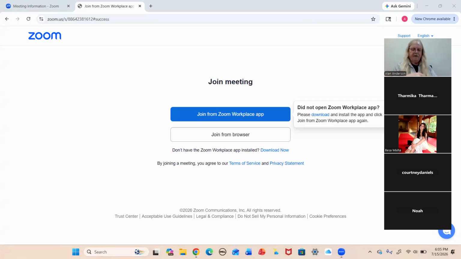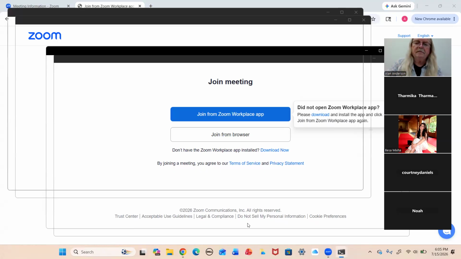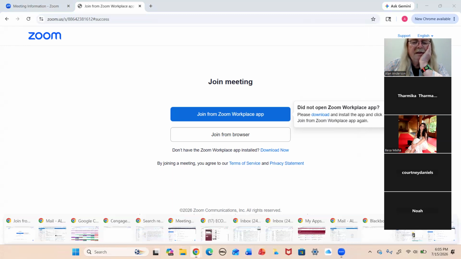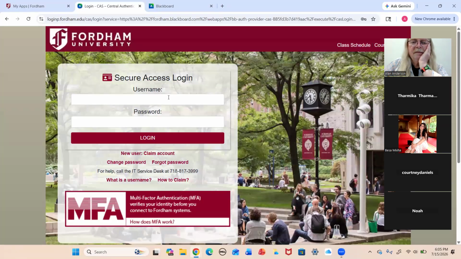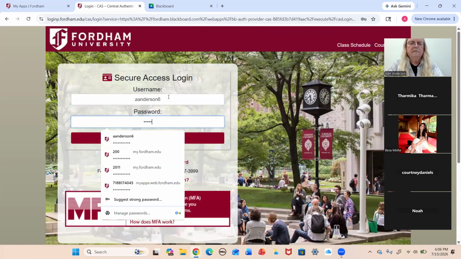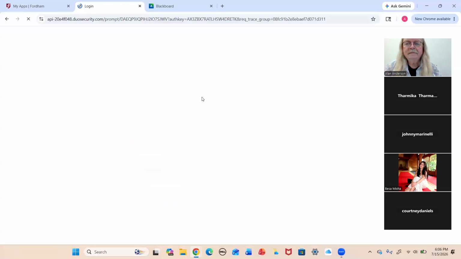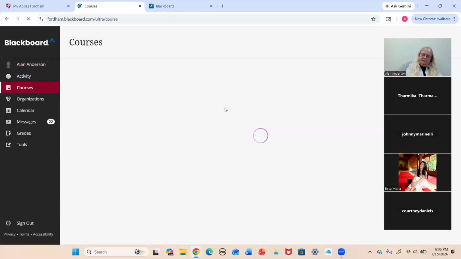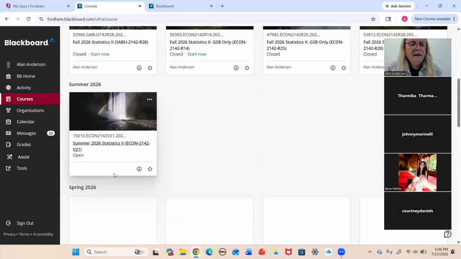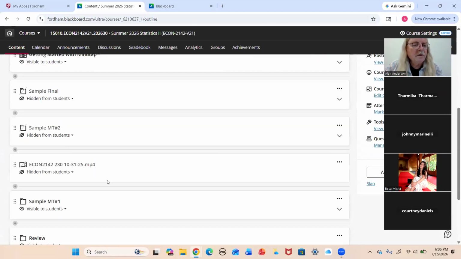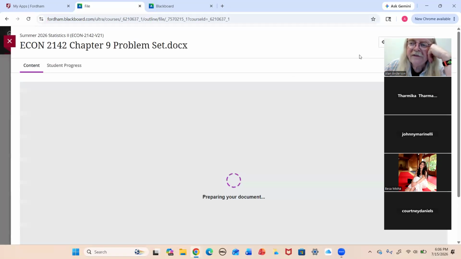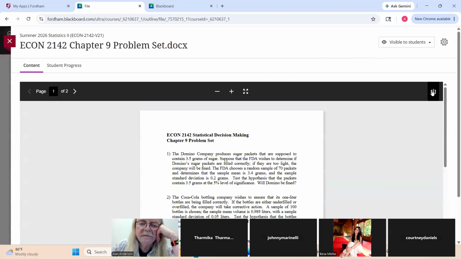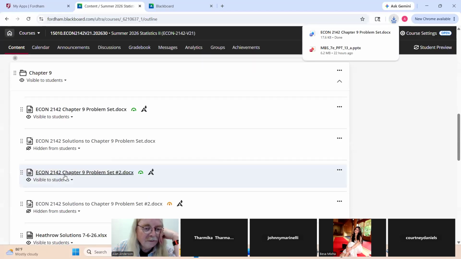Okay, so the first thing we're going to do is go to Blackboard and take a look at these new problems just to see what they're all about. All right, so let me get that open. So we'll start with chapter 9. And they're sitting here right at the top, chapter 9 problem set. And there's a second half to that. Let's get that open. It's called problem set number 2.